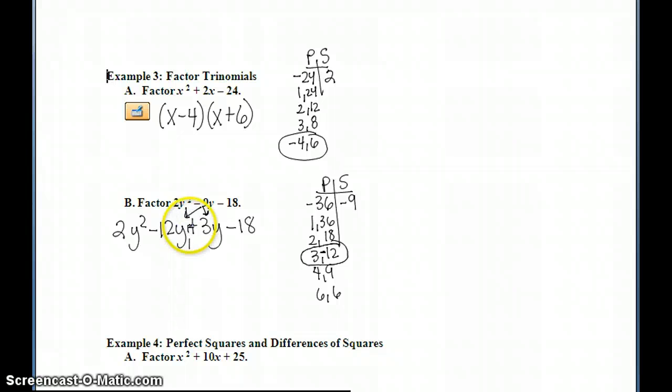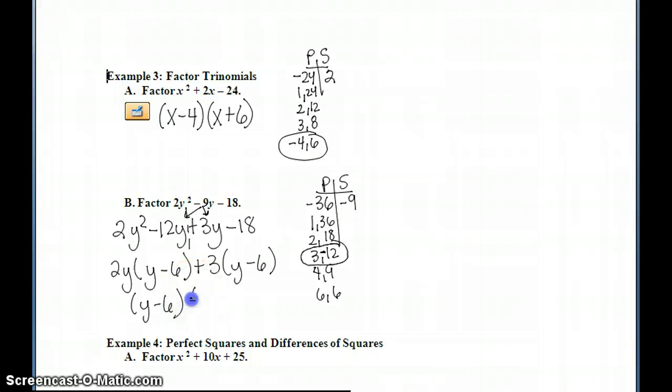Then I'm going to group these, and I'm going to factor out a 2y, which gives me y minus 6, and over here I'm going to factor out a 3, and that gives me y minus 6. And since my parentheses are the same, I'm going to take y minus 6 out, and that leaves me with 2y plus 3, and that's fully factored.